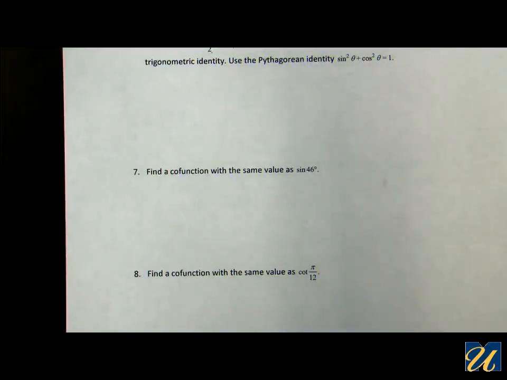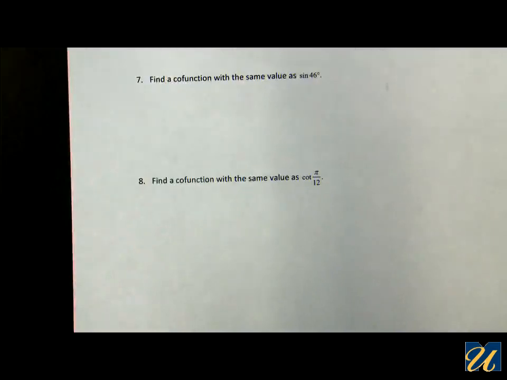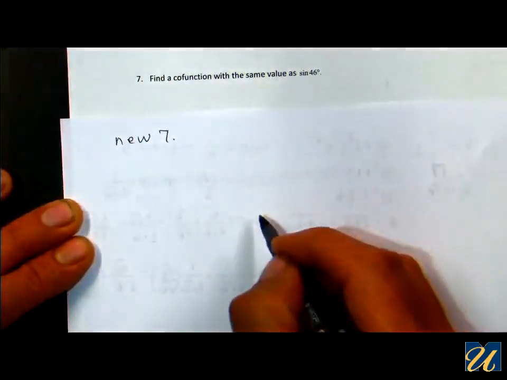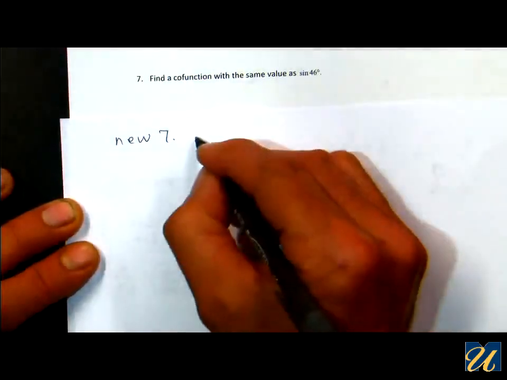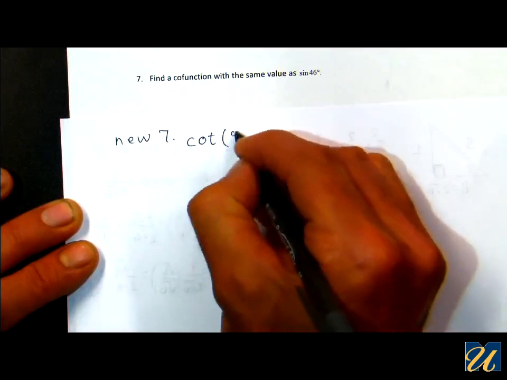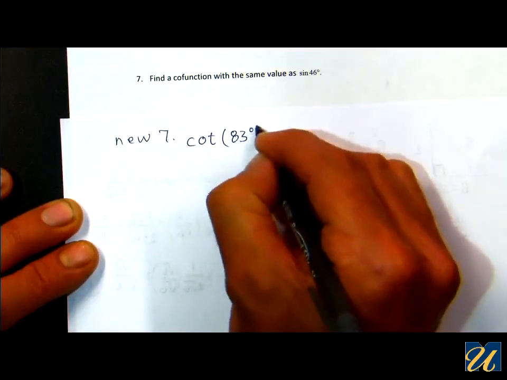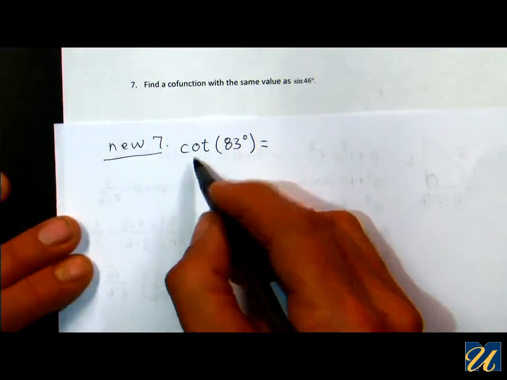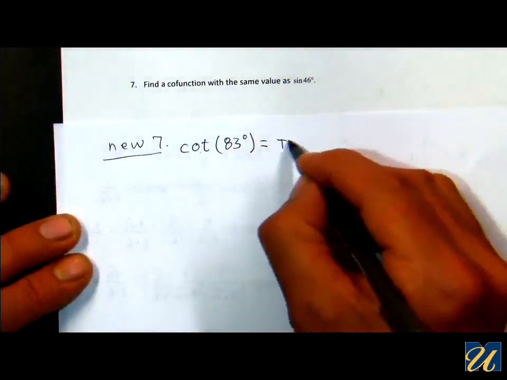Okay, let's go on to the next problem, number 7. Okay, this one we did in the PowerPoint, so let's do a new number 7 here. Let's do cofunction for the cotangent of 83 degrees. Okay, it's difficult to make these challenging in any way. The cofunction to cotangent is tangent.